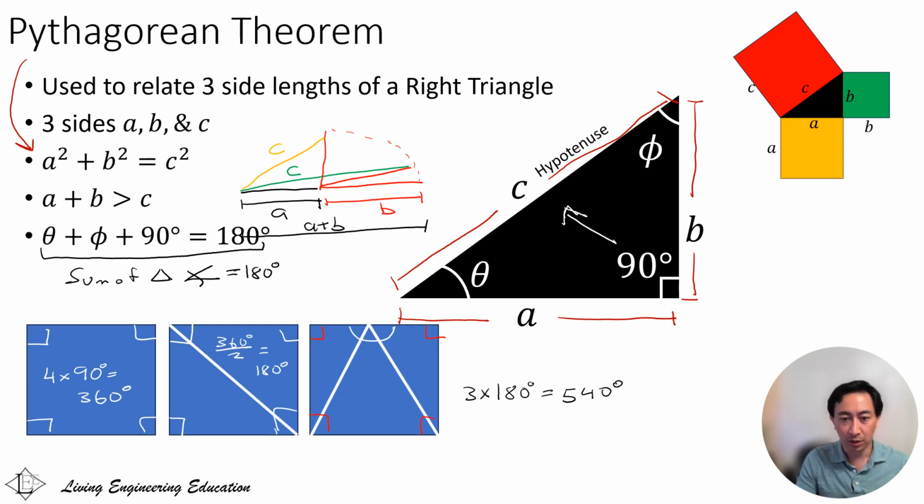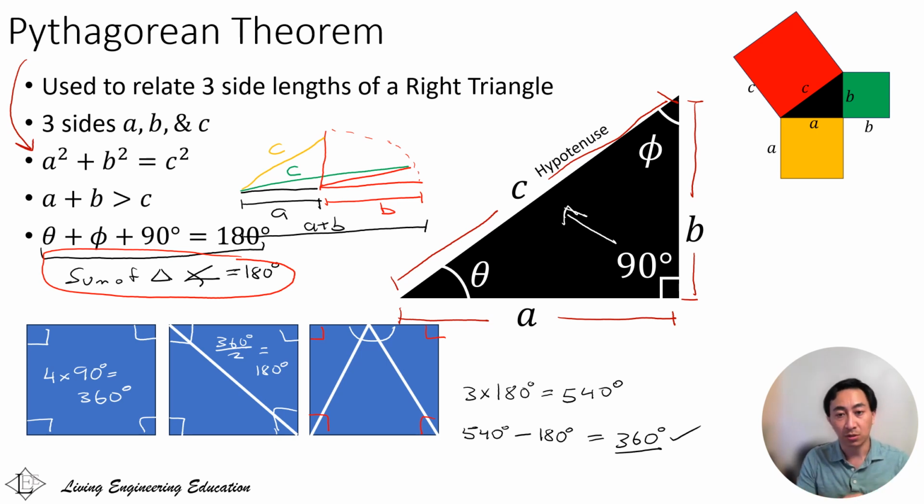Because that's a flat line, we know that's 180 degrees added together. So 540 degrees minus that 180 degrees right there gives me my 360 degrees. So that all checks out. So hopefully this proves to you that the sum of my angles is equal to 180 degrees.